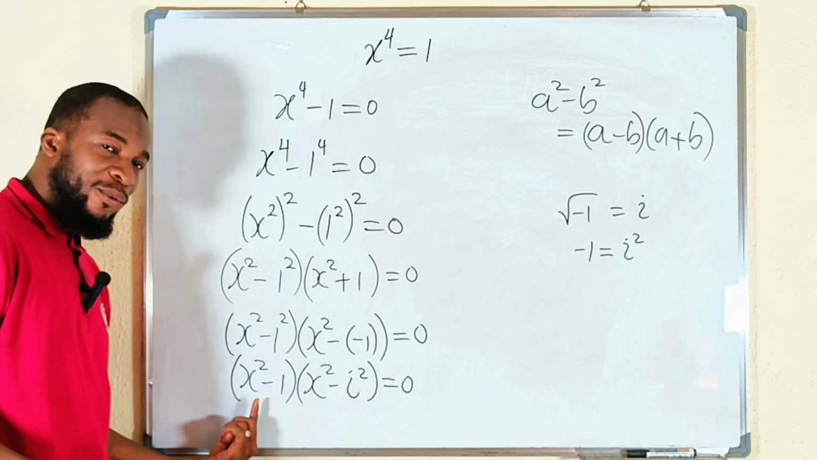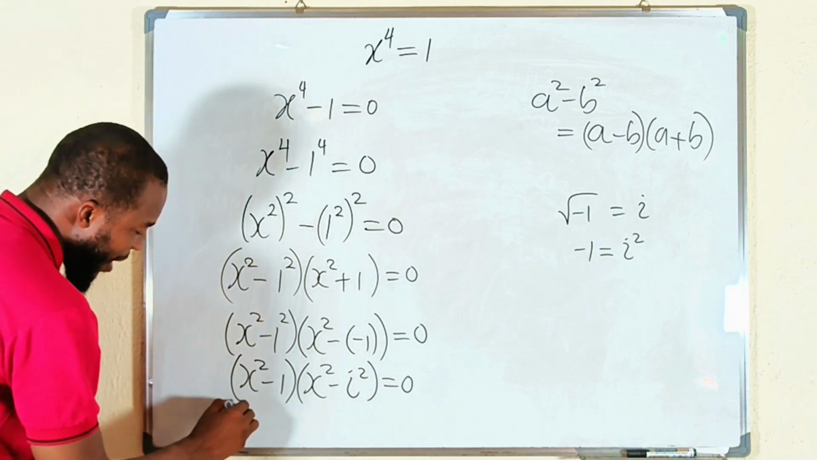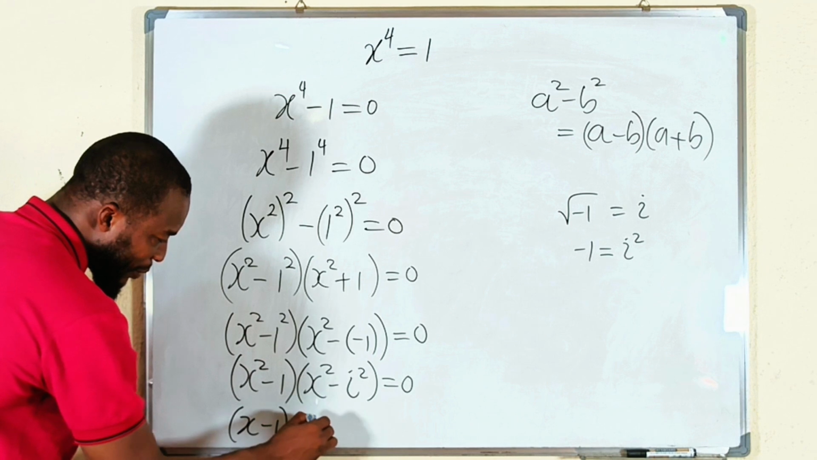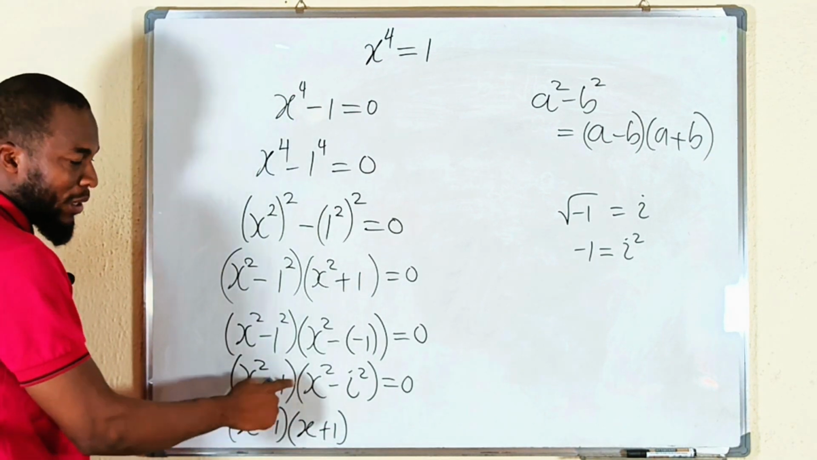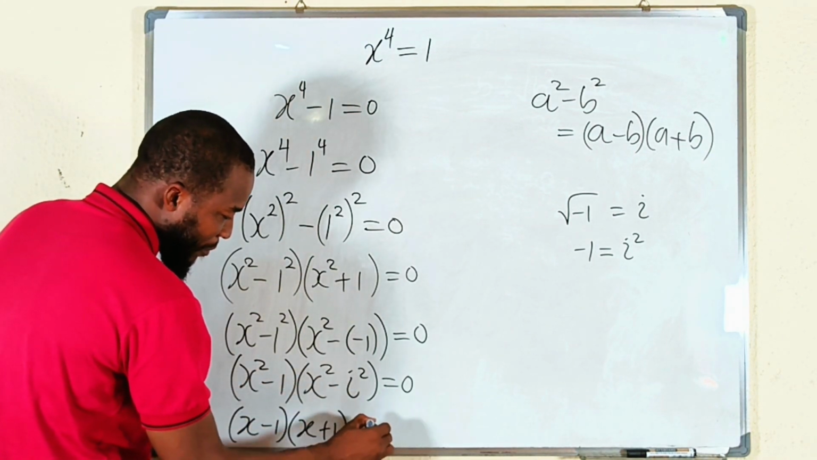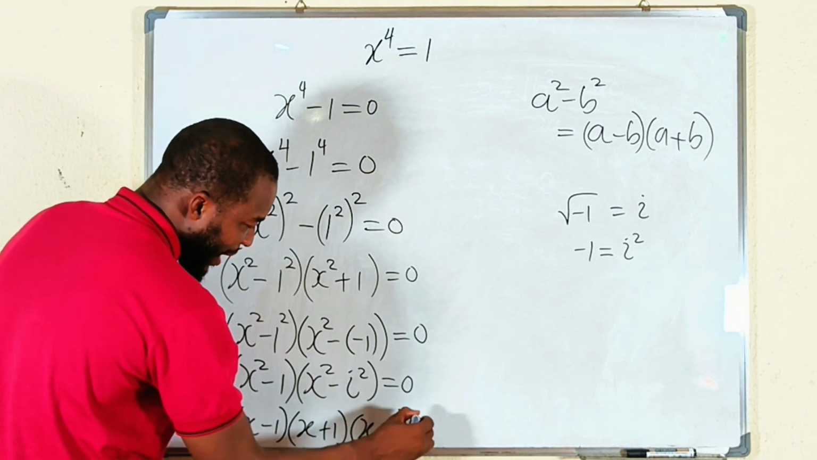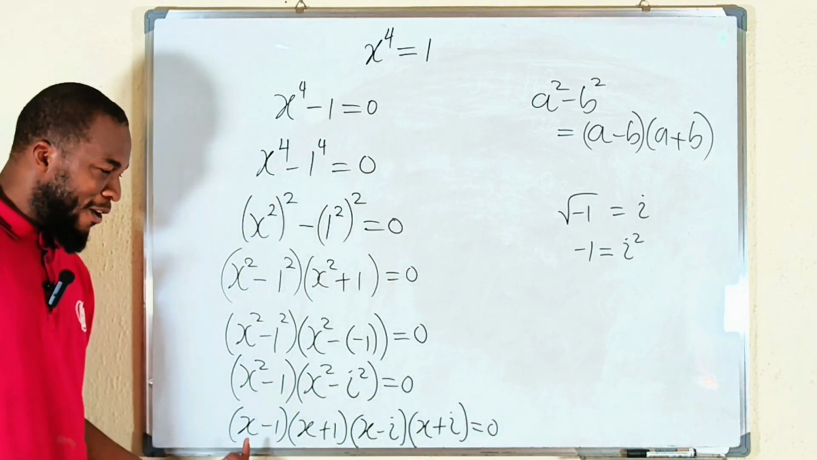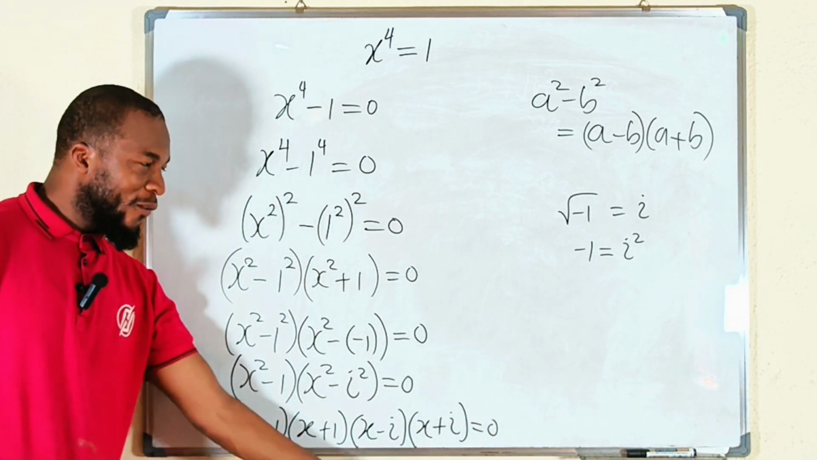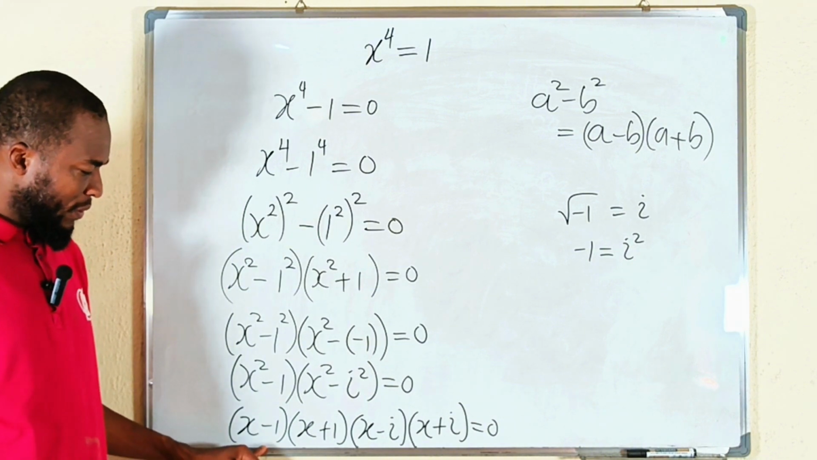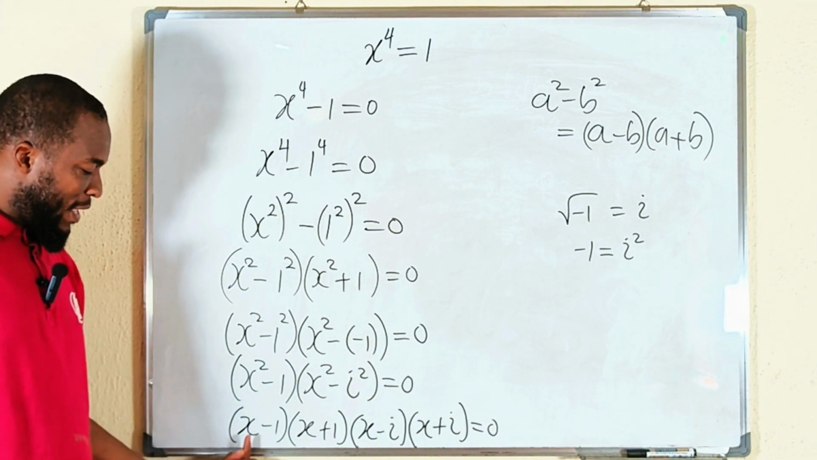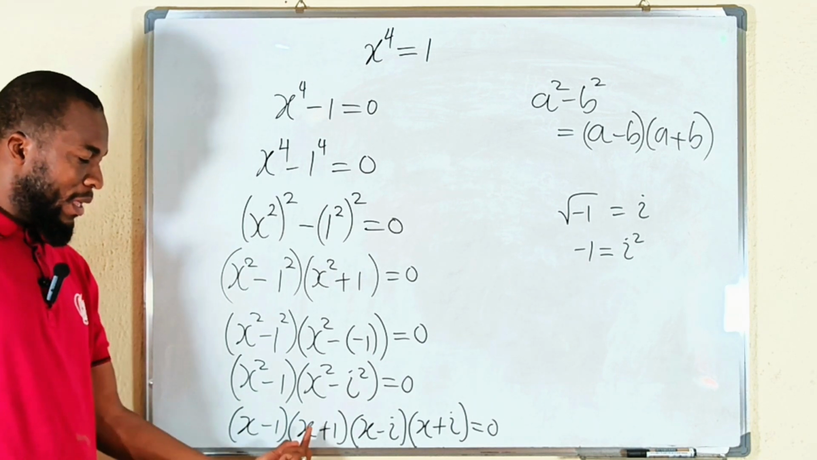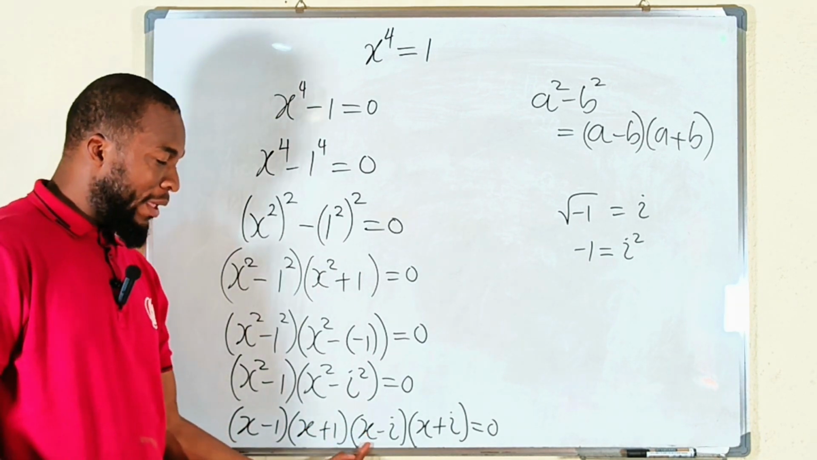So let us apply difference of two squares here and here. We have x minus 1, then multiplied by x plus 1. We're done with this one. Then this one, x minus I multiplied by x plus I equals 0. Now you can see we have 4 factors. 1, 2, 3, 4. For the first one, you can even combine the two solutions because x here can be 1, negative 1, I, negative I.